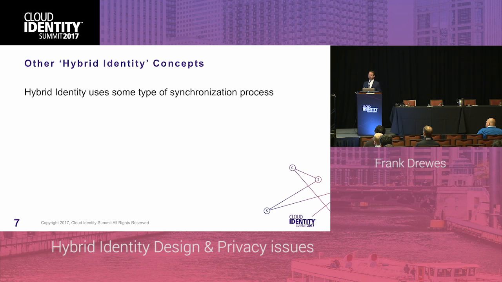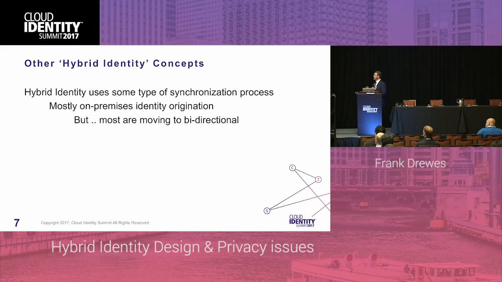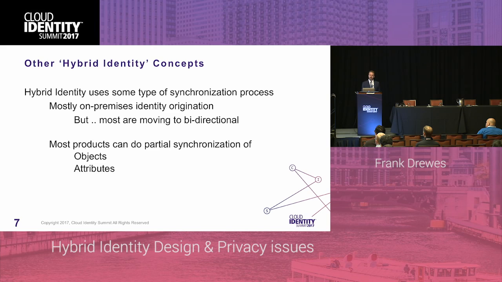Now, remember we had the idea of one identity, even though we have multiple account stores. So we need some sort of synchronization process to keep them connected, so to speak. Many times these use the on-premise directory as the source, although we're moving toward a bi-directional model where either source can be your authoritative source. But for the most part, most things originate on-premise and then get pushed up to the cloud from there.